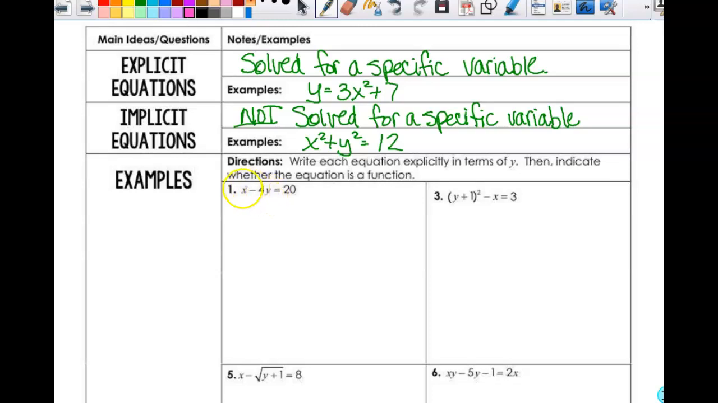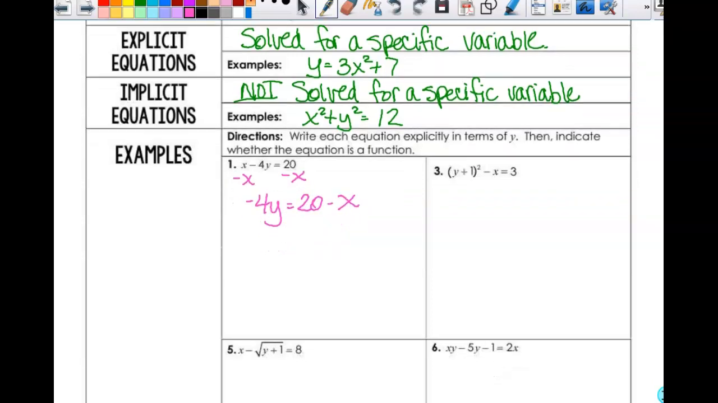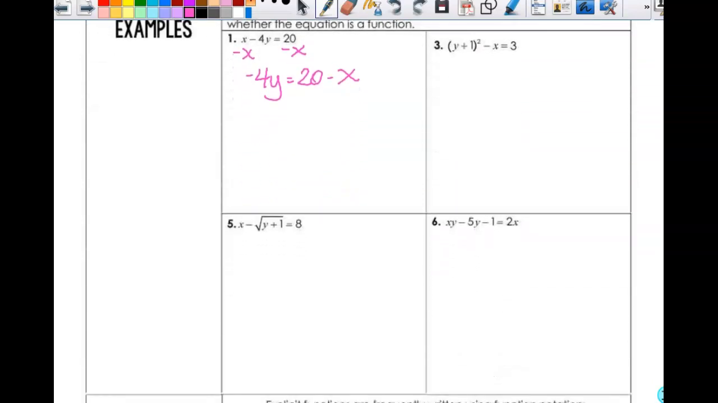So on number 1, if I want it to be explicitly in terms of y, I'm going to solve for y. So the first thing I would do is subtract x from both sides. So it's going to give me negative 4y equals 20 minus x. Then I want to divide both sides by negative 4.